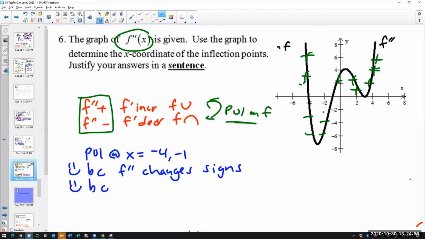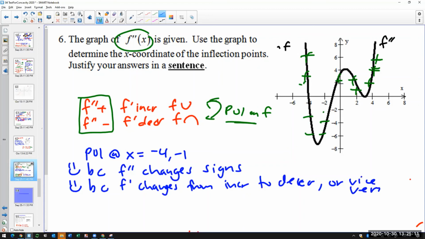Okay, what's another justification? Let's say you can't find this one on your multiple choice. What's another justification? What does F prime have to be doing? Changes from increasing to decreasing or vice versa. Do you see how long that is? Okay, but it really is what this is right here. This is a POI if these things change, okay?